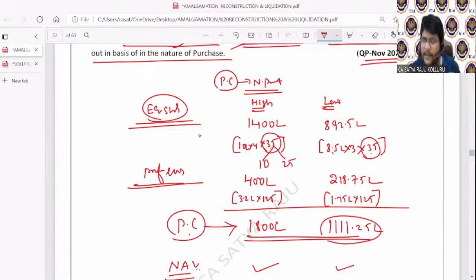Here also in the 35, 10 rupees will go to the capital, 25 rupees will go to the premium. Next, in case of preference shares, out of this 125, 100 rupees will go to the preference share capital, 25 rupees will go to the securities premium. Here also the same: 100 rupees capital, 25 rupees premium. Like this, you need to segregate.